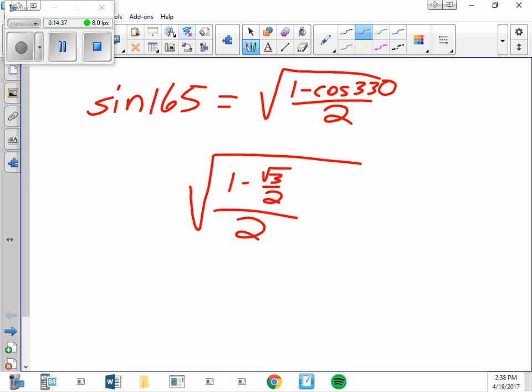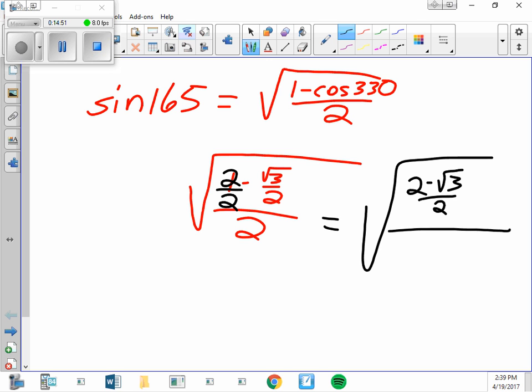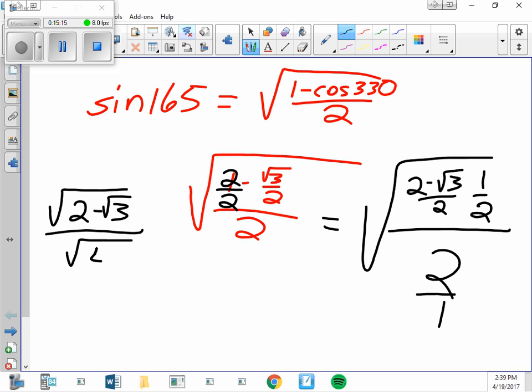What? 2. So this will be 2 over 2, right? So this is equal to the square root of 2 minus root 3 over 2 over 2. Darian? What do you do? Flipping times. So you flip it upside down, 1 over 2. The top doesn't change, so it's the square root of 2 minus root 3 over the square root of 4.